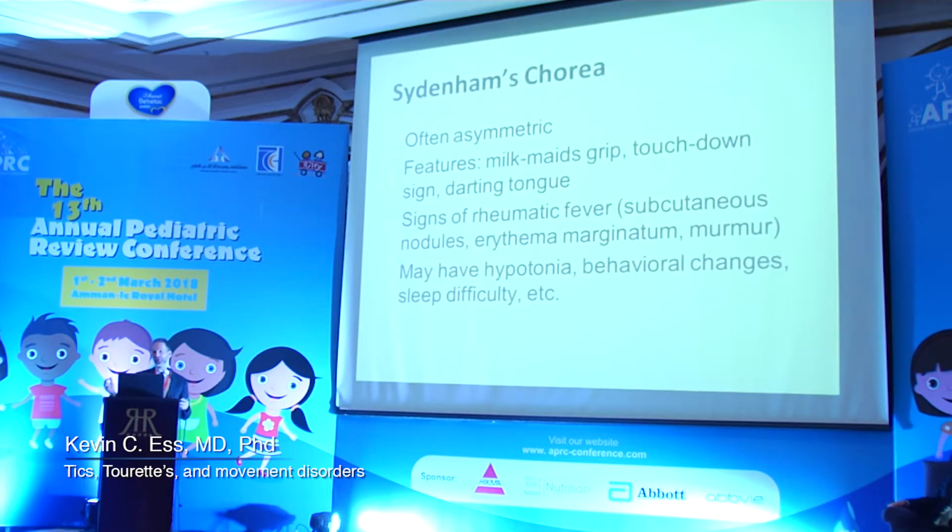So it often could be asymmetric, meaning that you may have problems more on one side of the body than the other. She was fairly symmetric. And then this milkmaid's grip is this repetitive motion with the hands where you're choreic, and they just kind of do this for some reason. Touchdown, that's what she was showing at the end. When you put your hands up, and you move this kind of thing, the tongue is also very involved with various choreic movements.